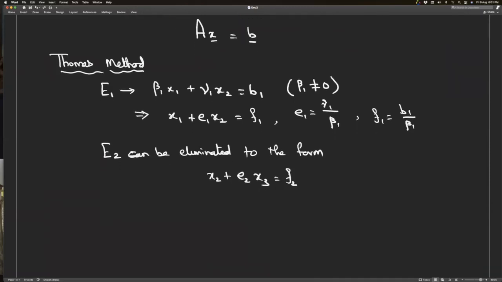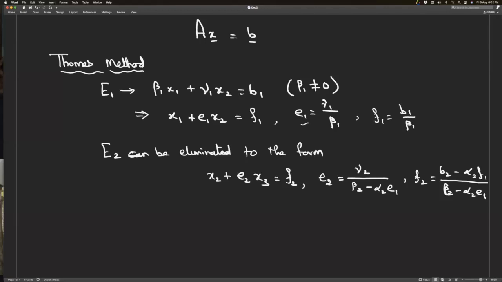As per the tridiagonal structure, you can check that E2 is given by gamma 2 divided by beta 2 minus alpha 2 into E1. See, E1 is already known to us. Alpha 2, beta 2 and gamma 2 are given in the matrix itself. Therefore, E2 can be fully obtained. And F2 is given by b2 minus alpha 2 f1, divided by the same denominator. You can observe that all are known to us. Again, F2 can be explicitly calculated.